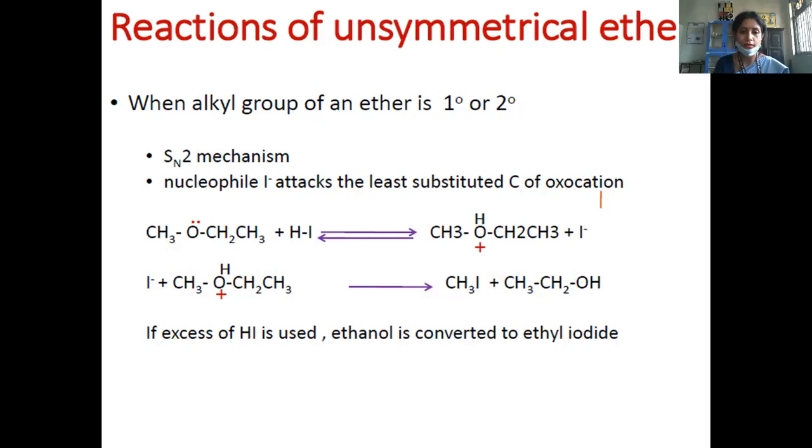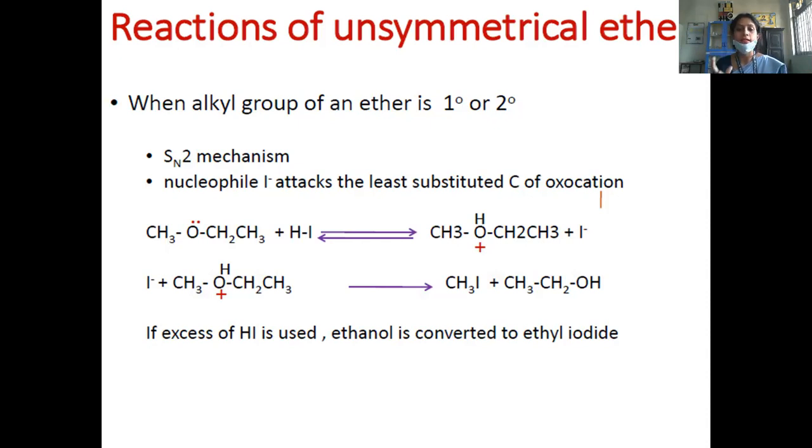This is an unsymmetrical ether. HI reacts with it, so the H+ will add on the oxygen atom, forming an oxocation, which further reacts with the nucleophile such that the least substituted carbon gets substituted by the iodide group. There are two possibilities, either ethyl iodide or methyl iodide can form. In the SN2 mechanism, methyl iodide will form and the other product will be ethyl alcohol.